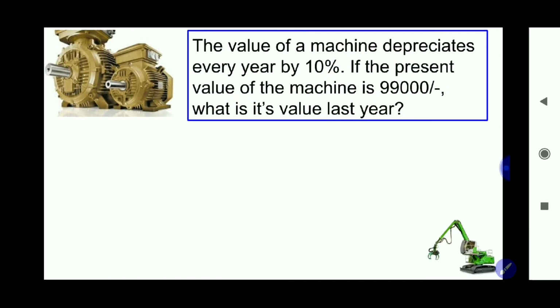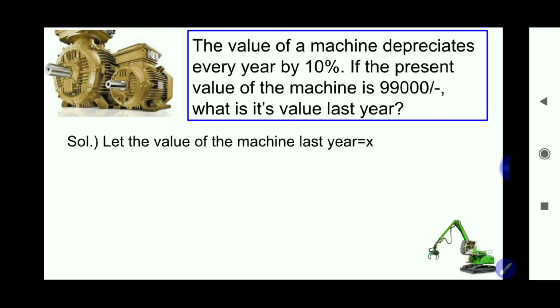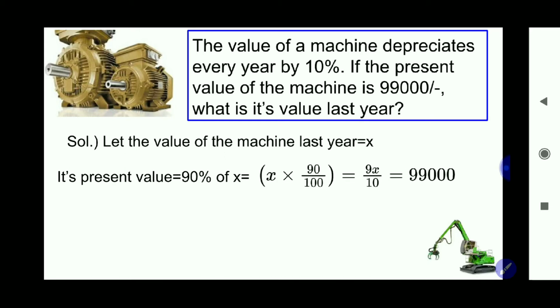The last question. The value of a machine depreciates every year by 10%. If the present value of the machine is 99,000, what is its value last year? Let the value of the machine last year be x. Its present value is 10% reduced. So the present value is 90% of x. It is 9x by 10.